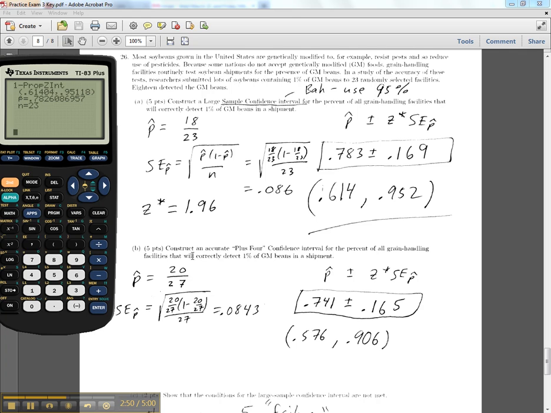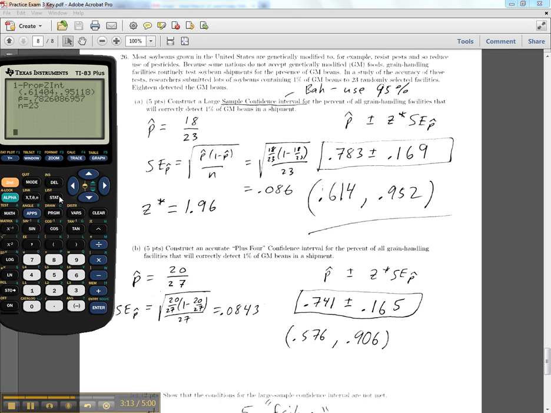Letter B is asking to construct an accurate plus four confidence interval for the percent of all grain handling facilities that will correctly detect 1% of genetically modified beans in a shipment. To use the plus four, all we're doing is adding 2 to the numerator and 4 to the denominator. So we're adding 2 to the 18 and 4 to the 23. That's what plus four is for proportions.